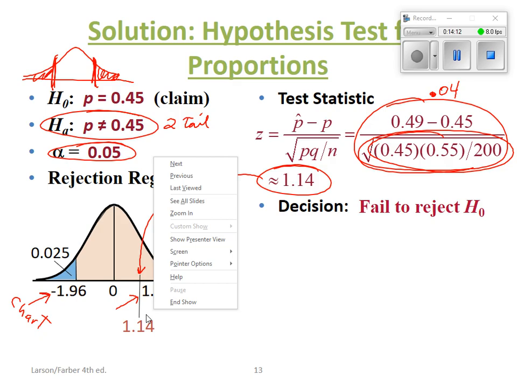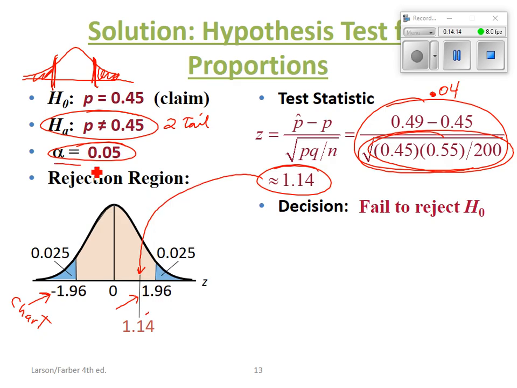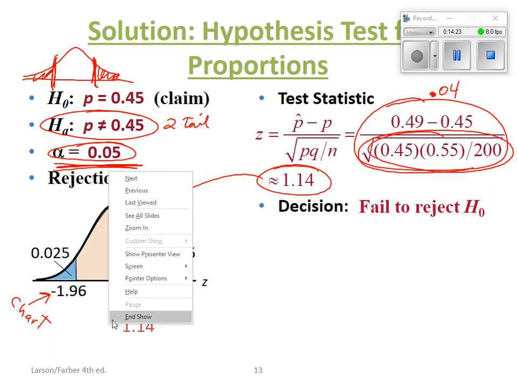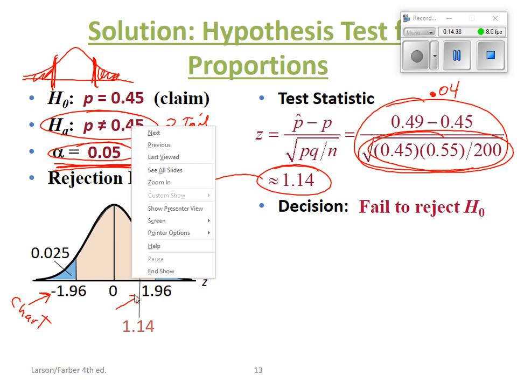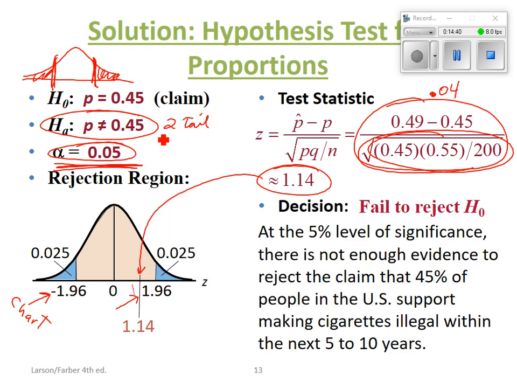Then once we fail to reject the null, we're going to do our three parts. First part comes from our alpha. So we say with a 5% level of significance. Then we go to the chart and look it up. The claim was the HO, and so we look in that column and we match it up to failing to reject the null, and then we tie it back to our problem. So at a 5% level of significance, there is not enough evidence to reject the claim that 45% of the people in the U.S. support making cigarettes illegal in the next 5 to 10 years.